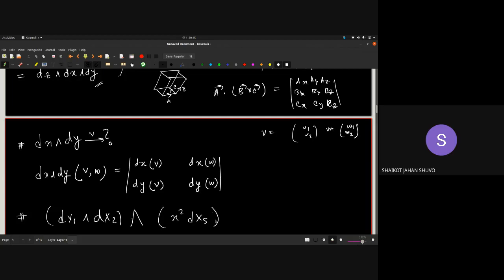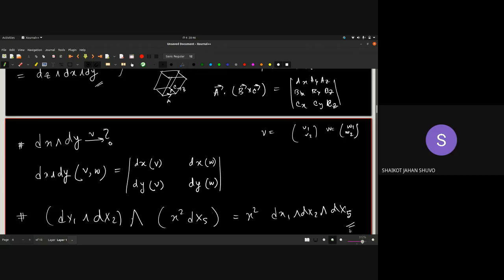Then determinant এর তো কোনো দরকার নাই because you don't have any sort of vectors. This is just a simple wedge product. Since x squared itself is not a form, it's acting like a scalar over here, so it will just go in front, and you have this dx1 wedged with dx2 wedged with dx5, something like this. Okay, this is how you generally do wedge product.